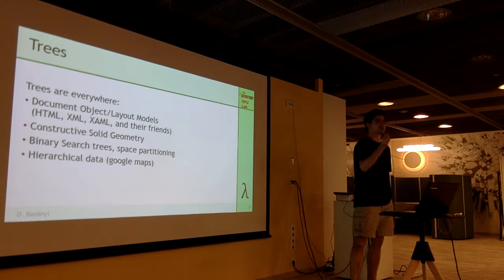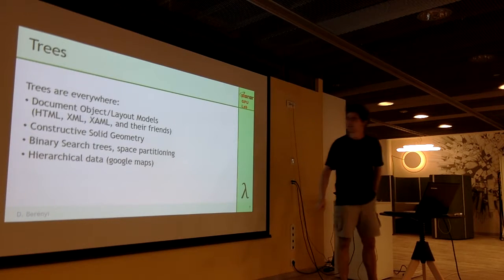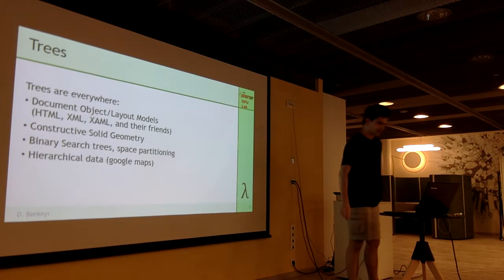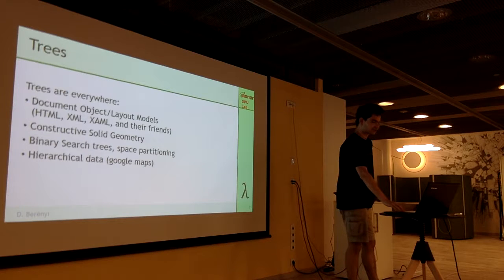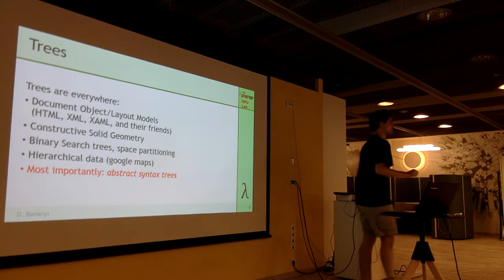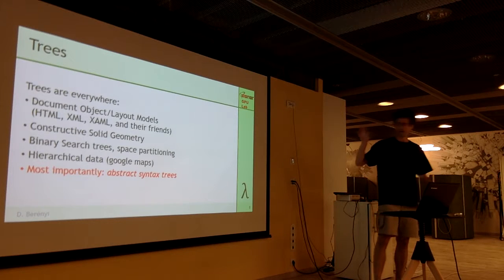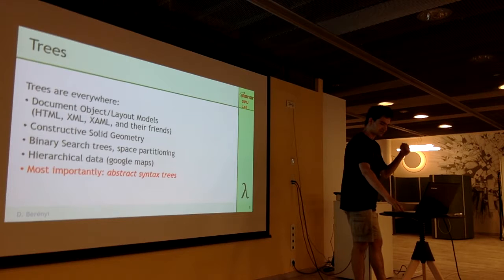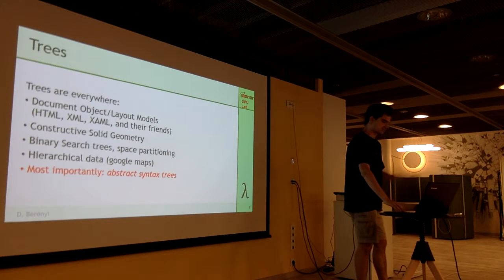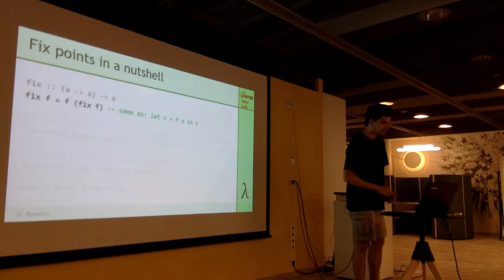If you are working with the BSP file format, probably you encountered the space partitioning stuff. If you browse in Google Maps, there is hierarchical data. So all of these, in the end, store things in tree structures. But for our purposes, the most important are abstract syntax trees and things like that that describe computations and expressions in a tree-like manner.